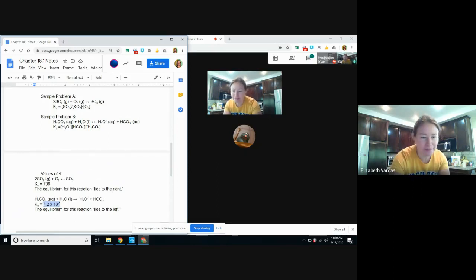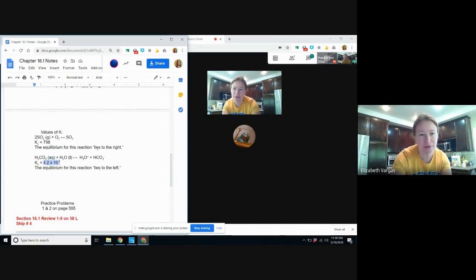So this tiny number tells us that the right side is not favored. The left side is favored in this reaction, and I'm only going to form a tiny bit of these ions. That tiny bit still is going to change the pH. So if you put carbonic acid in water, you still are going to have it be a pH less than 7, but it's not going to be very much. Okay, so that's how we tell whether it lies to the right or it lies to the left. That just means, does it favor the reactant side or the product side? Okay, and you can tell by what the number is.